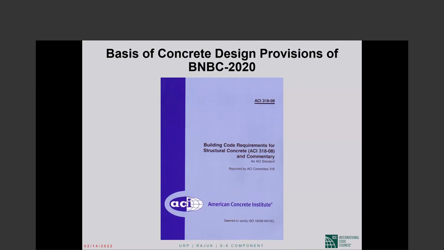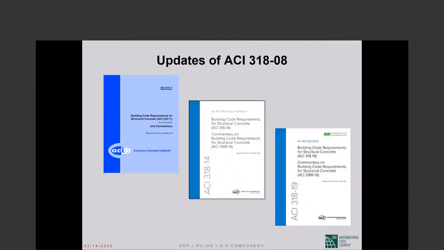So if you want to find out the background on a BNBC provision, if you know the corresponding section number in ACI 318, and that can be figured out without a lot of problems, then you have access to the commentary that may give you very useful background and so forth. Okay. So the fact that it is ACI 318-08 is something you need to know.